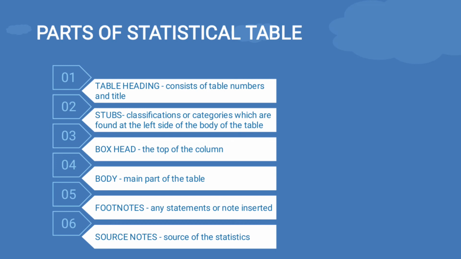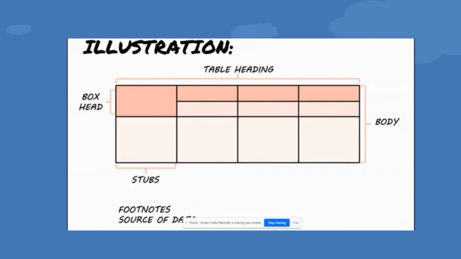And the third one is the box head, the top of the column, and the body, which is the main part of the table. The footnotes, any statements or notes inserted, and then the source notes, the source of statistics. So this is an example of a table and their labels.